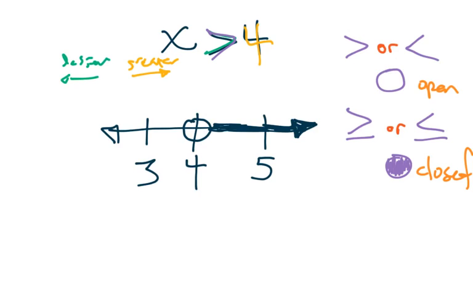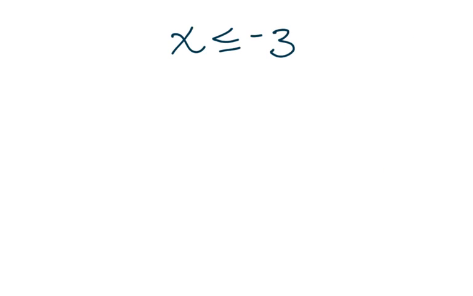Now, the open circle and the closed circle, why do they make those choices? Well, we'll talk about that in a moment when we do our next one. So here is our next one. It's x is less than or equal to -3.